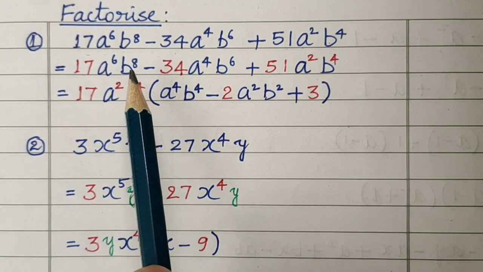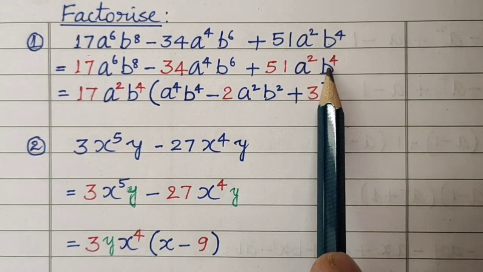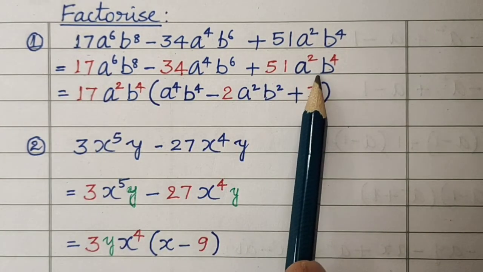Among the variables a and b, a to the power of 2 and b to the power of 4 are the common factors among these terms. This is the lowest power that we are taking out.